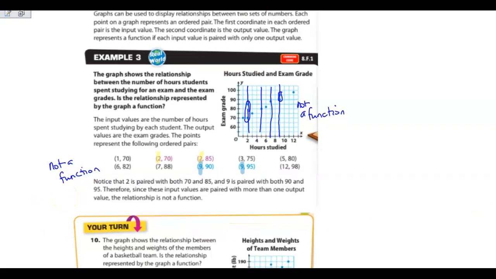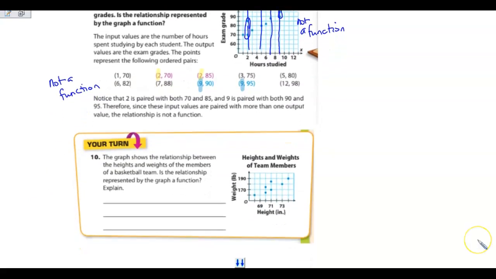Let's take a look at our Your Turn number 10. It says the graph shows a relationship between the heights and weights of members of a basketball team. Is the relationship represented by the graph a function? So if I were to do the vertical line test, is this a function? And if you said no, you were correct because there are 2 on this line and 2 on this line. So because of these 2, it is not a function. Not a function.